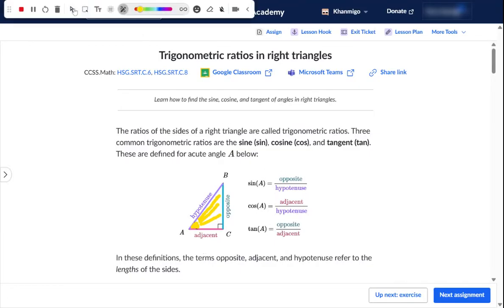So the sine of this angle is always opposite over hypotenuse. Cosine is adjacent over hypotenuse. Tangent is opposite over adjacent. A lot of words there.